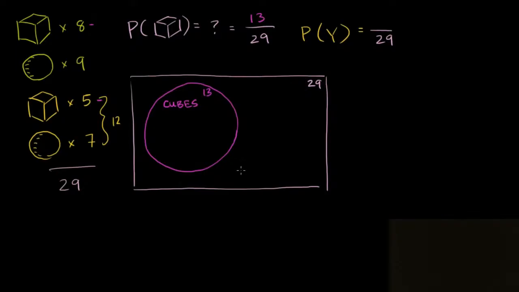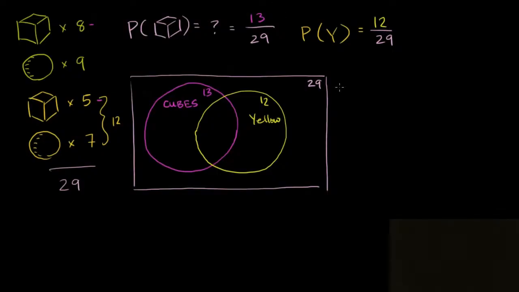So let me draw 12 right over here. Do my best attempt. So the set of yellow objects, they're 12 objects that are yellow. So the 12 that meet our conditions are 12 over all the possibilities, 29. So probability of getting a cube, 13 29ths, probability of getting a yellow, 12 29ths. Now let's ask something a little bit more interesting.